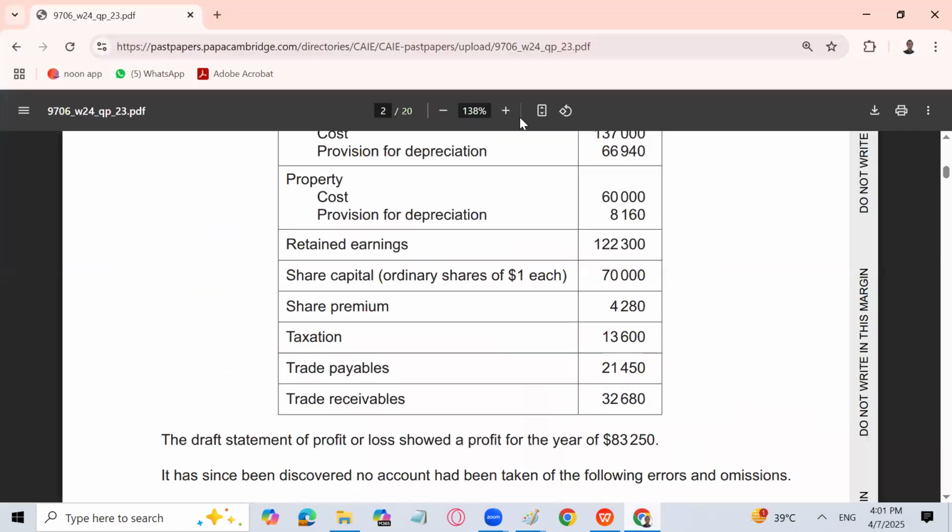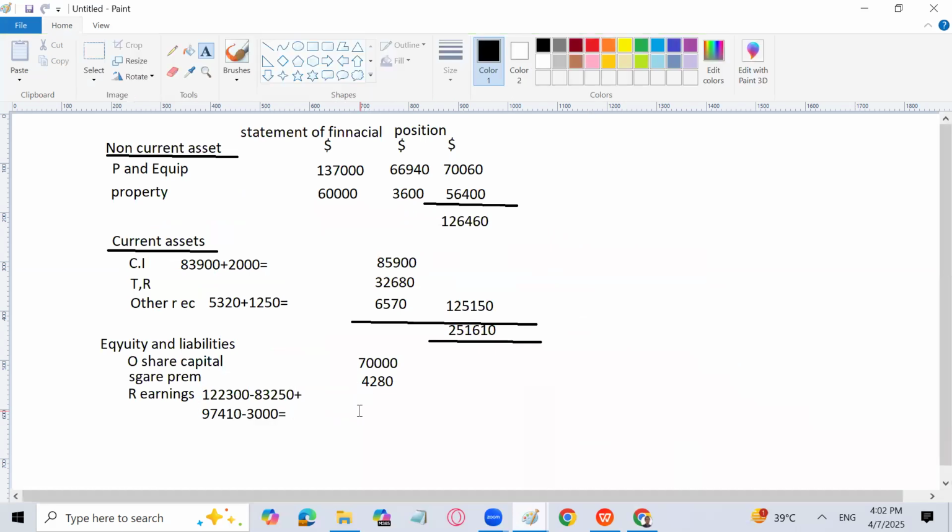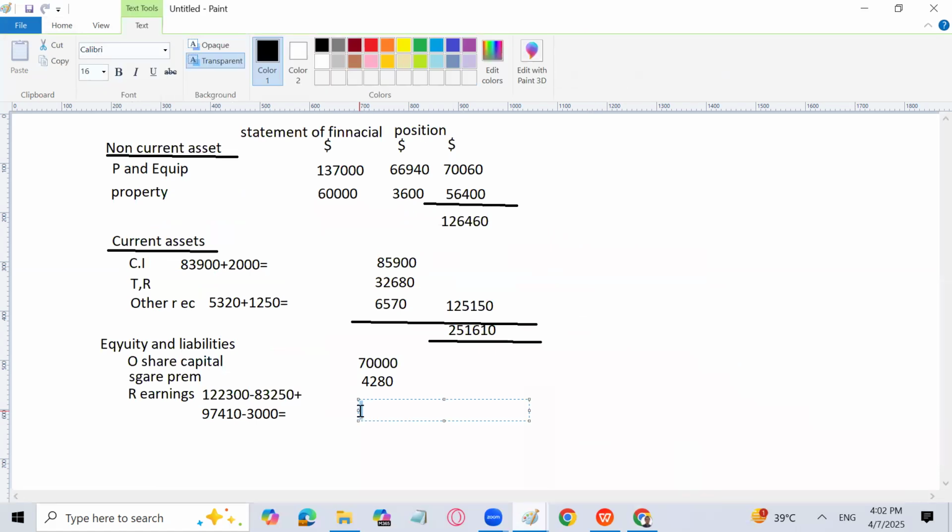So I will subtract 2100 also. Why, sir? Because of the taxation. Provision for taxation था ना. You have adjusted it in the admin expenses, but it needs to be subtracted from the not taxation, dividend. There was a dividend payment.